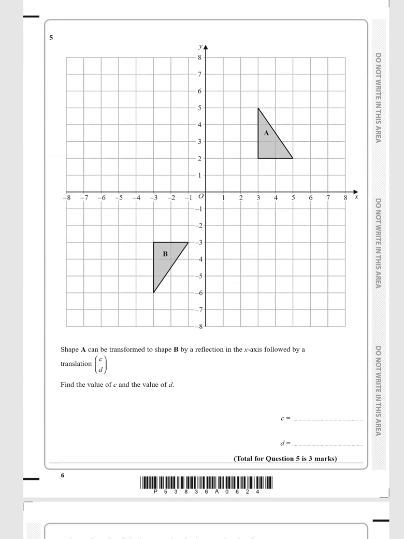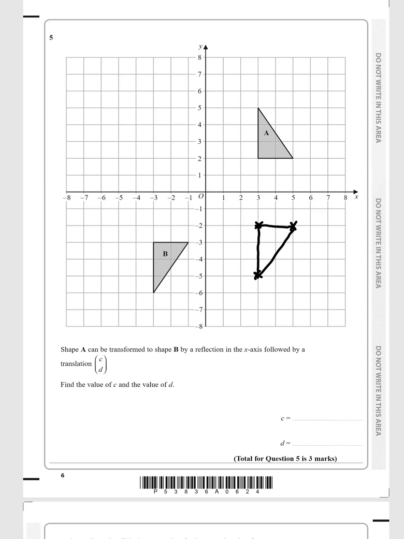Okay, question 5 looks like transformation. So shape A can be transformed to shape B by a reflection in the x-axis. Well, this is the x-axis. So we need to do the reflection first. So that's 2 squares away, 2 squares away. Let's get it drawn out. That's 5 squares away. So actually, that is after the reflection.